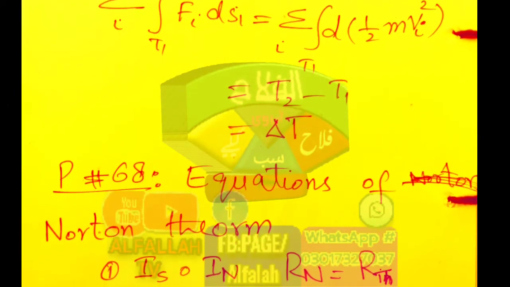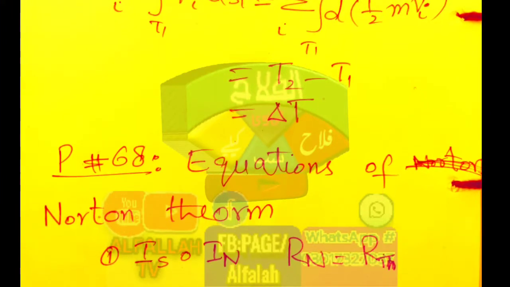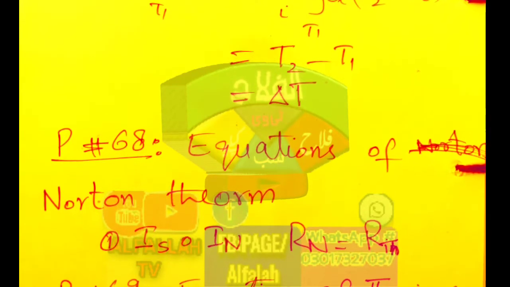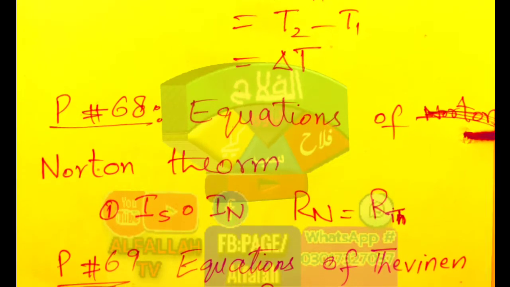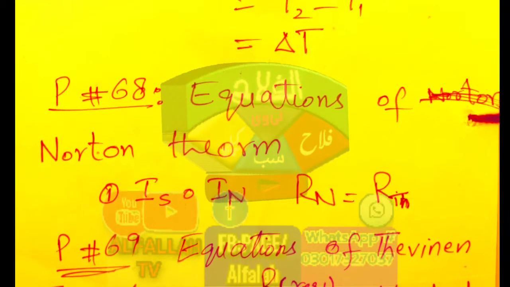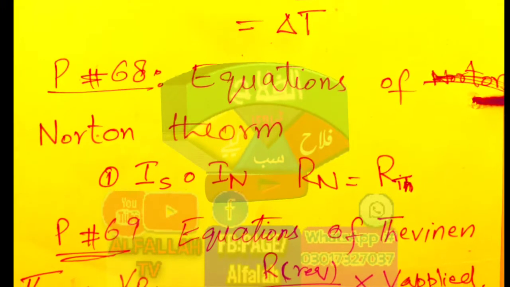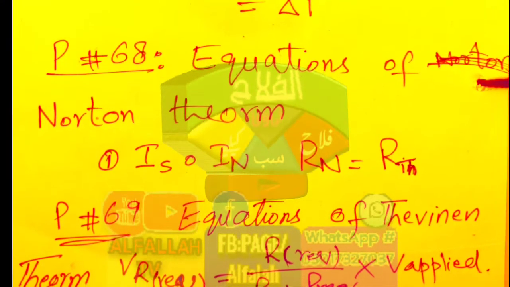I_s is equal to I_n and R_n is equal to R Thevenin. 69, equation of Thevenin theorem: V required is equal to R required over (R1 plus R required) multiplied by V applied.